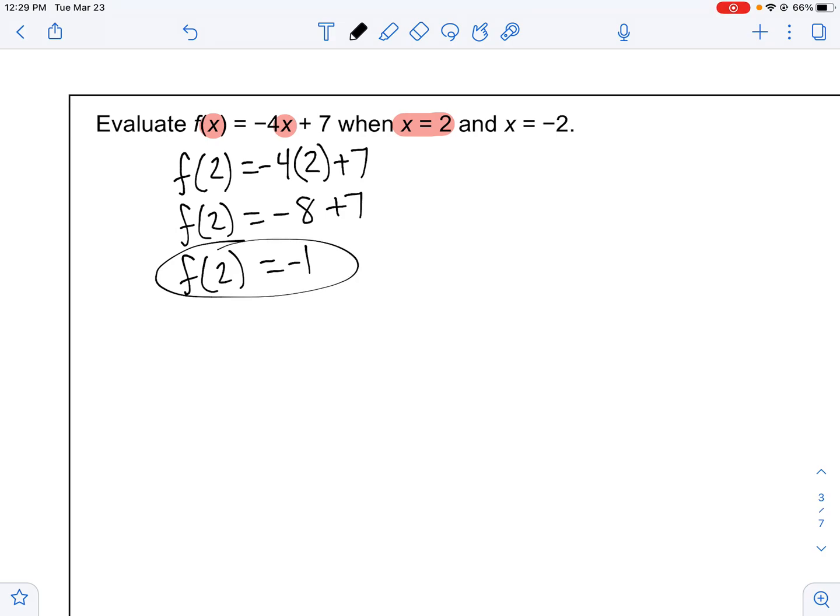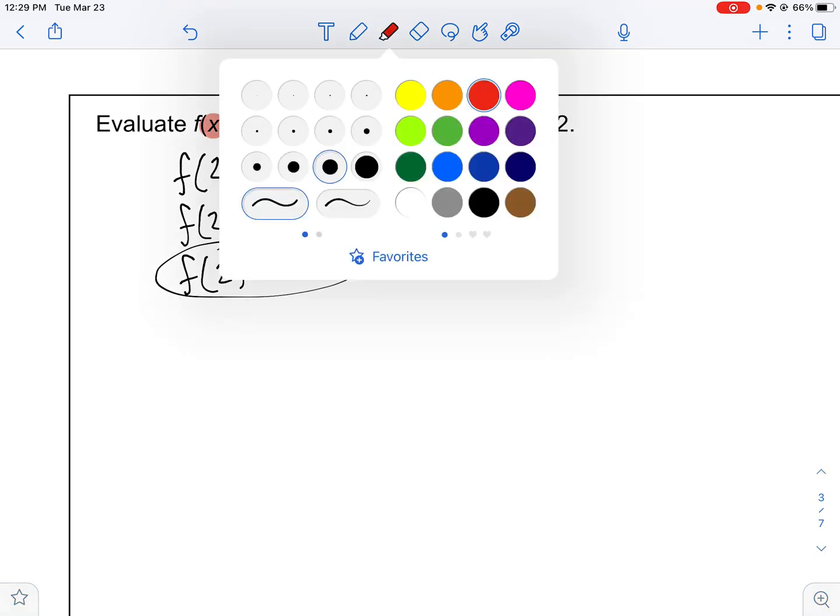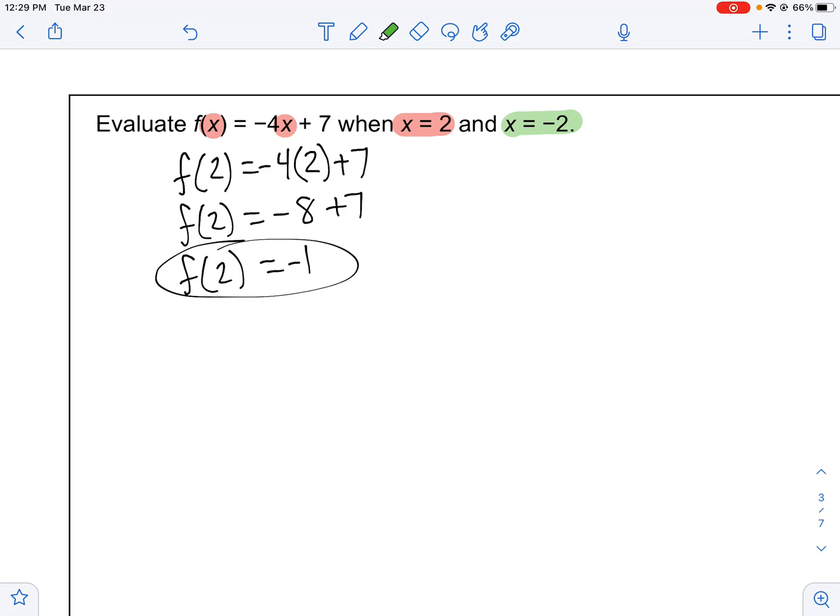Then it says to also plug in when x is negative 2. They just kind of picked these numbers. They're just randomly picked. It could have been any number, 4, 5, 10, negative 3. They just chose 2 and negative 2, and that's fine.